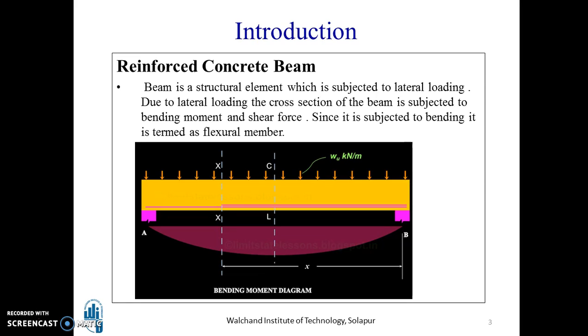Introduction. Reinforced concrete beam is a structural element which is subjected to lateral loading. Due to lateral loading, the cross section of the beam is subjected to bending moment and shear force. Since it is subjected to a bending moment, it is termed as flexural member.